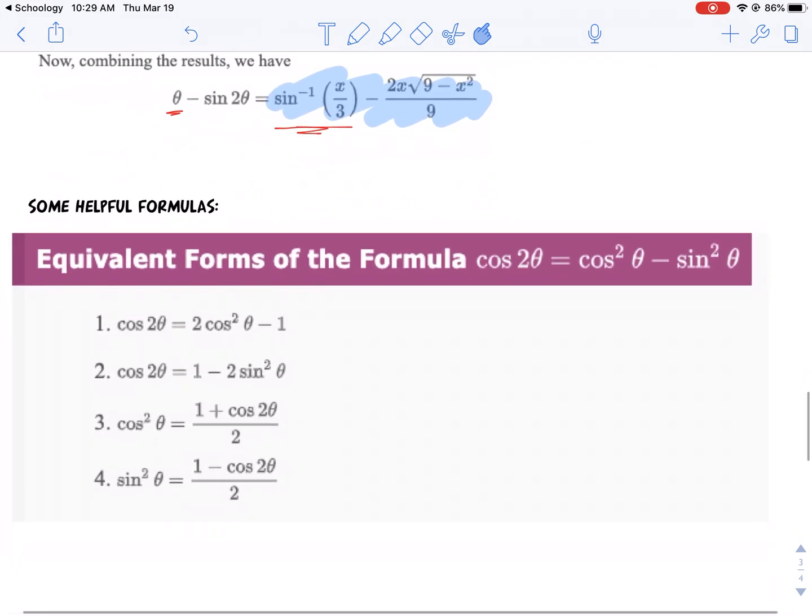Okay, here are some other helpful forms. If you want them, you can put them on your half sheet or on Schoology. They're there to help you, just if you're doing identities and need a little bit more help.